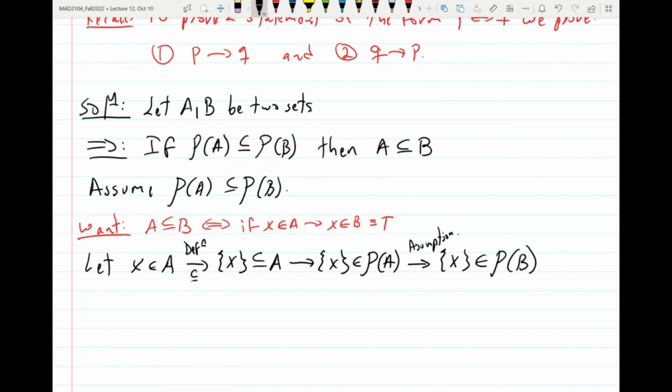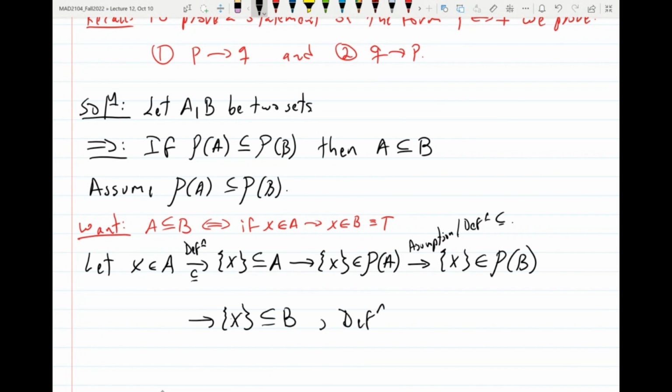And assumption slash definition of subset, right? Because we're saying that the power set of A is a subset of the power set of B. That's our assumption. Okay, but now we can unwind. So if this is an element in the power set of B, what can you say about this set? It means that it's a subset of B, right? So then from here, it follows that the set containing X is a subset of B.